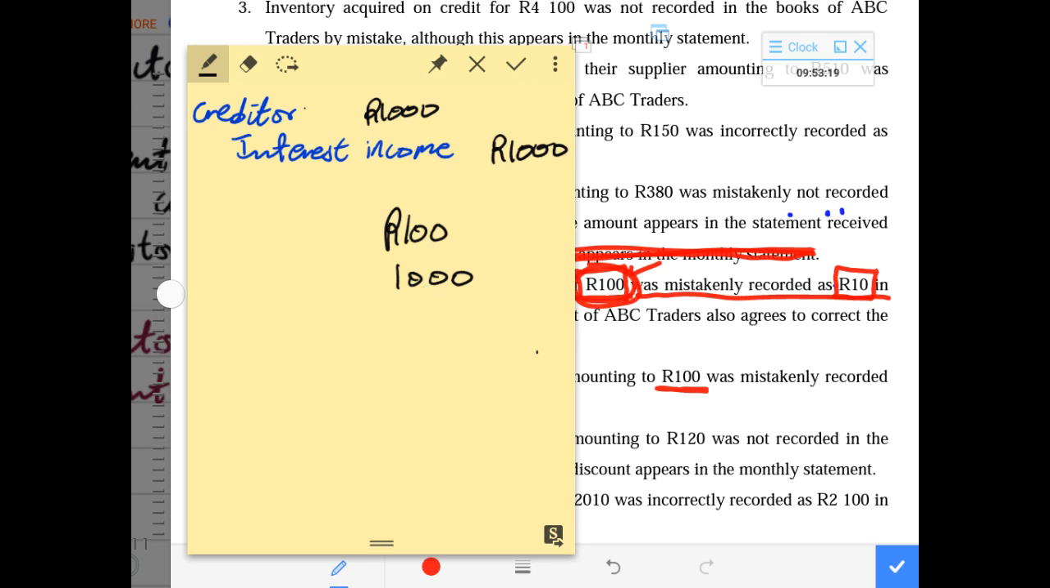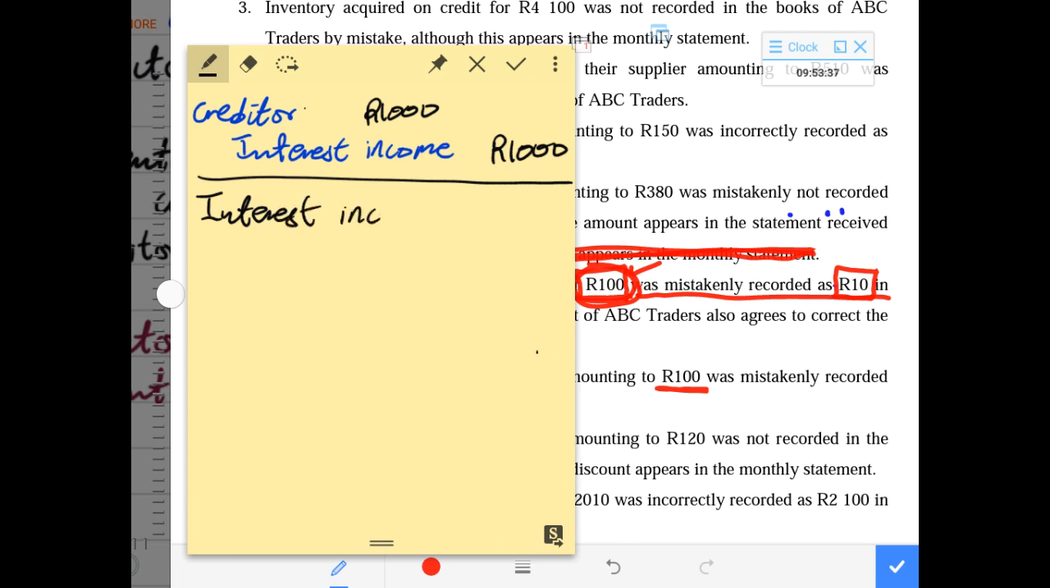So now we need to increase our creditor by an amount of 900 rand. Meaning we just have to record the reverse entry, cancelling what was done or what was overstated. So now the correct entry will be recording interest income. Remember, interest income is an income. So now our income was over increased by 900. We need to reduce that income by 900 so that it becomes 100 rand. And also this will be the correct entry to record.